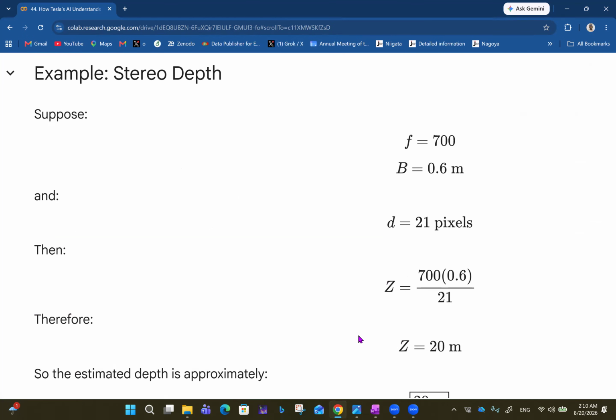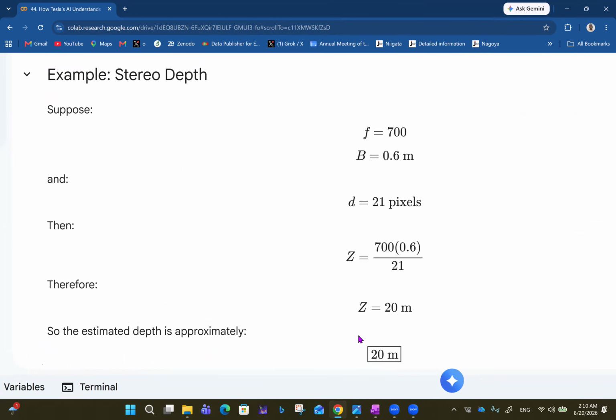So all of this we are doing to actually see the third dimension, because the camera sees two-dimensionally. So we need all this now to get the third dimension to the whole thing. So we have an example of stereo depth.